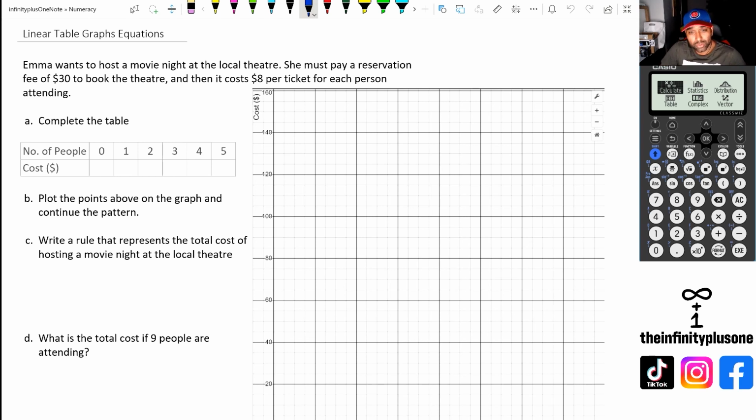In this video, we're going to be looking at moving between tables, equations, and graphs. So without further ado, let's get started.